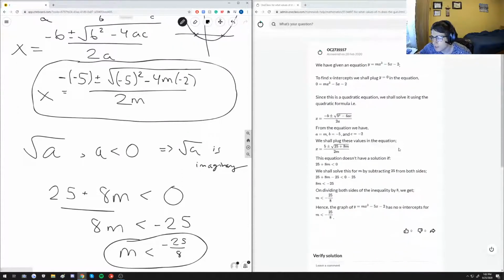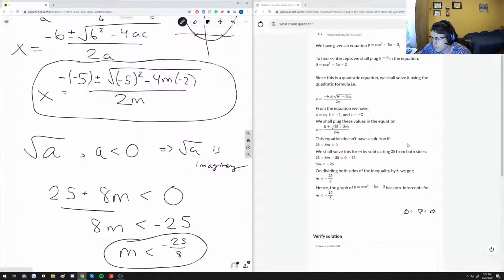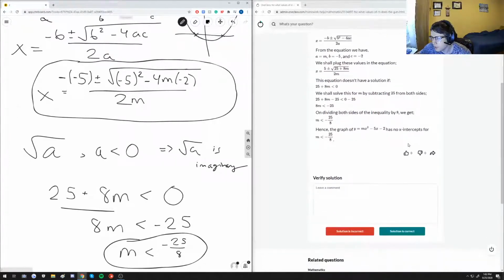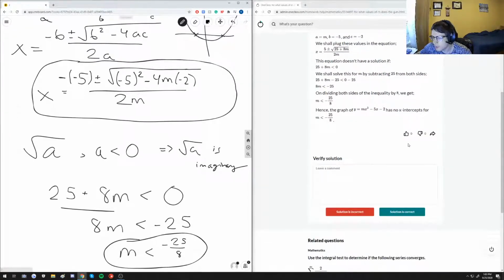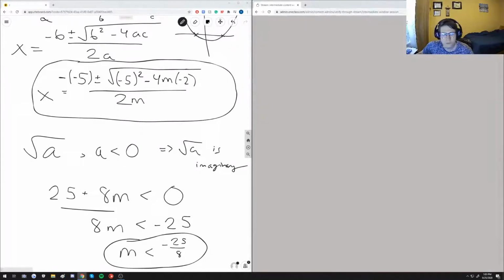So just looking at the written response here, yep, this is exactly what I've done, and this is exactly the answer. So I'm going to write that this is the correct solution. Good job. And the solution is correct.